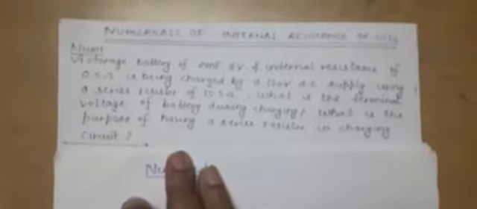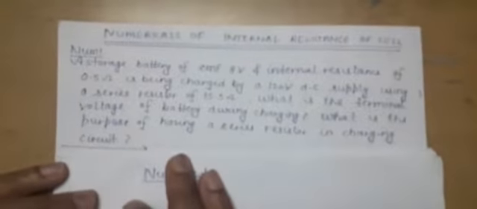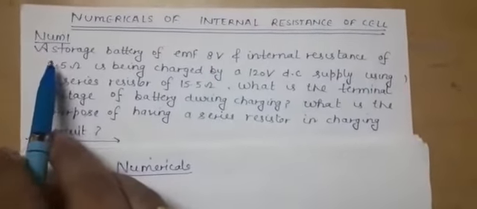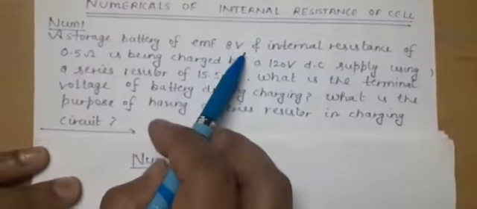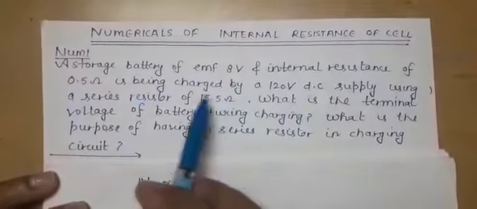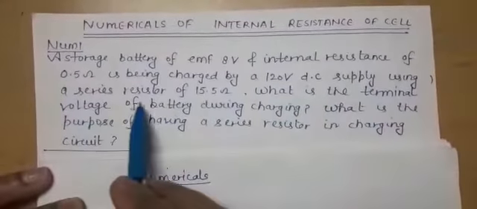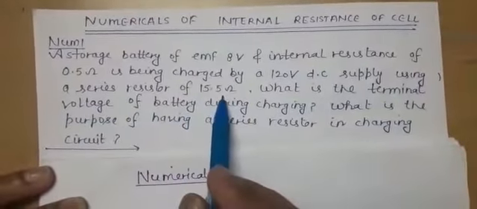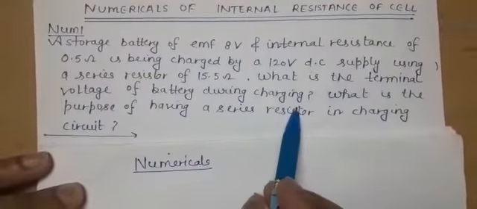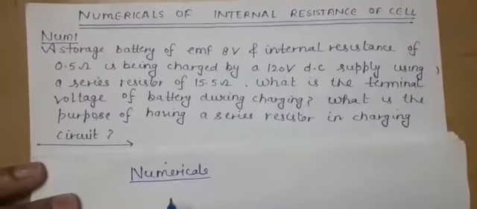Now after this, let me come to the numerical on the basis of internal resistance of a cell, and some concept of power will also be used here. Here is the first numerical, an NCERT exercise question. The storage battery of EMF 8 volts and internal resistance of 0.5 ohm is being charged by a 120 volt DC supply using a series resistor of 15.5 ohm. What is the terminal voltage of the battery during charging? What is the purpose of having a series resistor in the charging circuit?